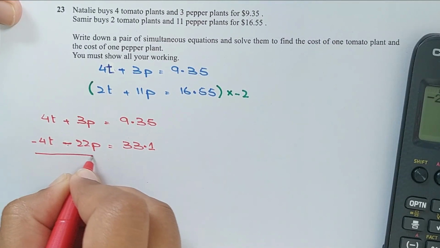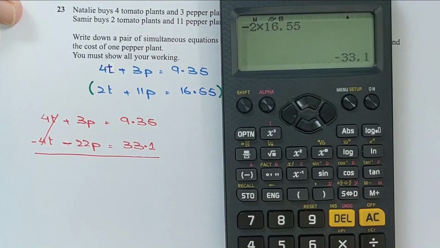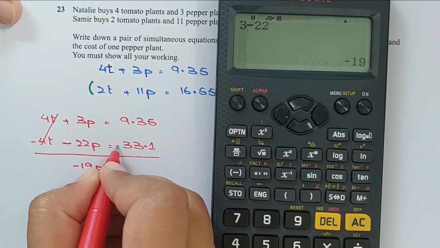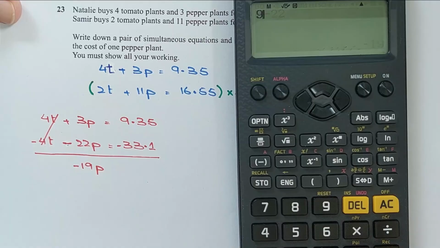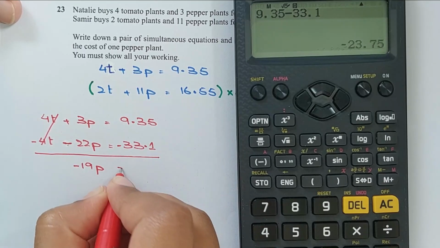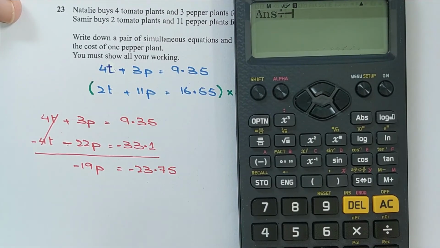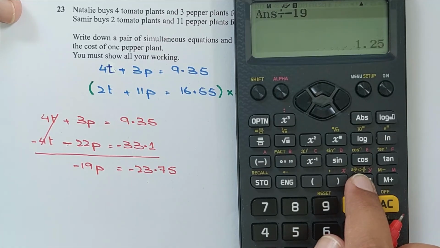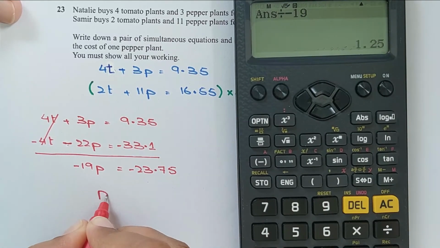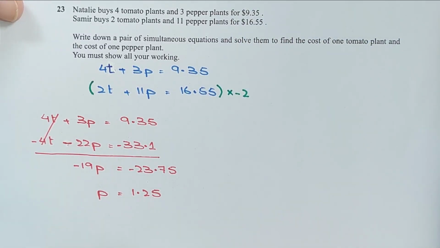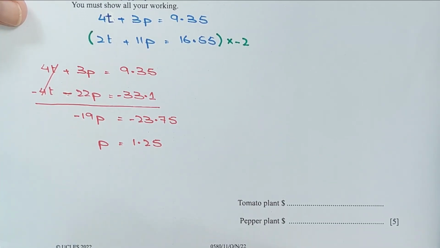Now let me add the two equations. We can cancel this out. So we have 3 minus 22, which is minus 19p, with a negative sign, sorry, and 9.35 minus 33.1, which is minus 23.75. Dividing by minus 19, p is 1.25. So the price of one pepper plant is $1.25.